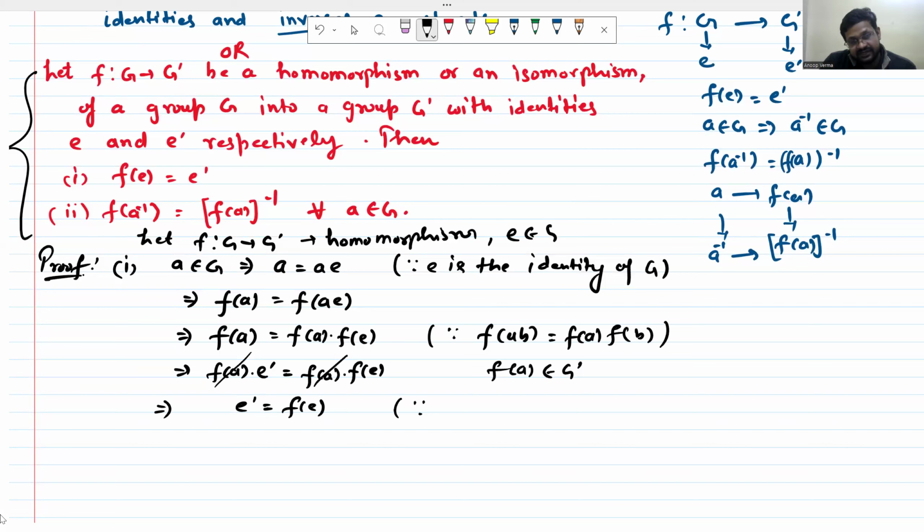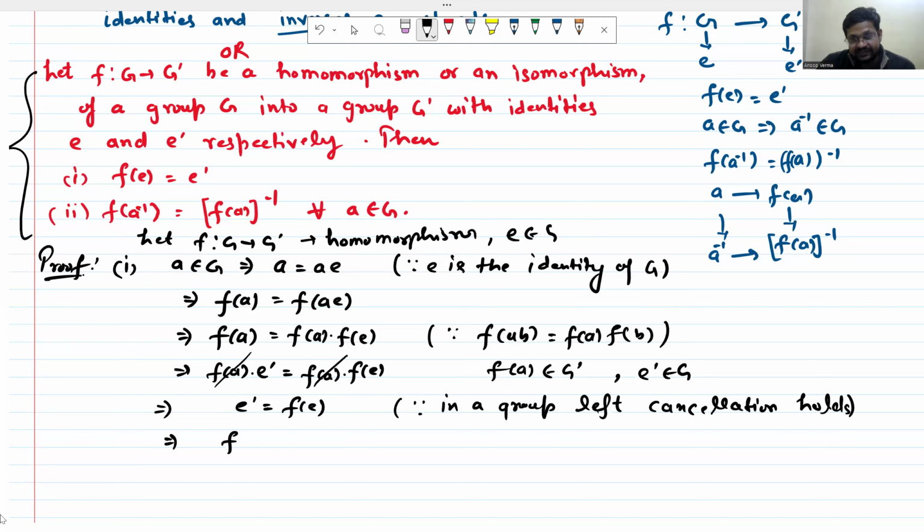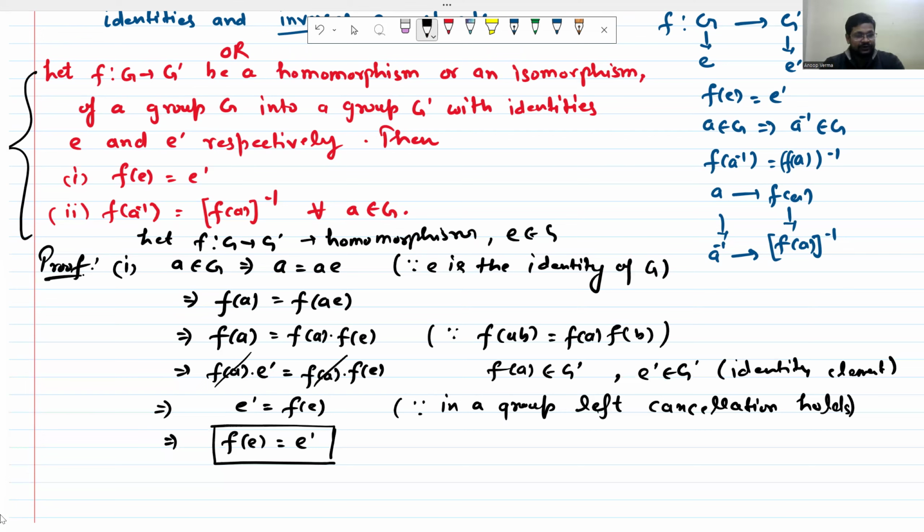Since in a group left and right cancellation hold, due to that we can write it. So this implies, and here E dash is the identity of G dash. So it means the identity of G is mapping to the identity of G dash. So the first thing we have proved. Proved or not?